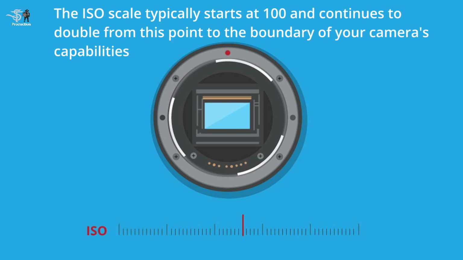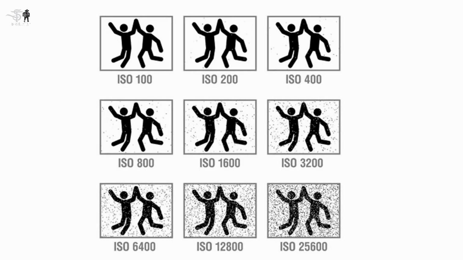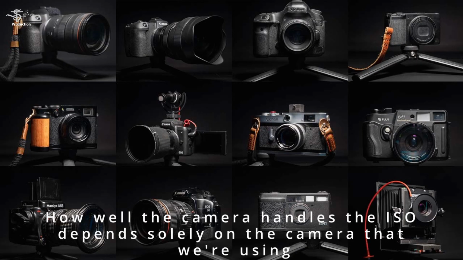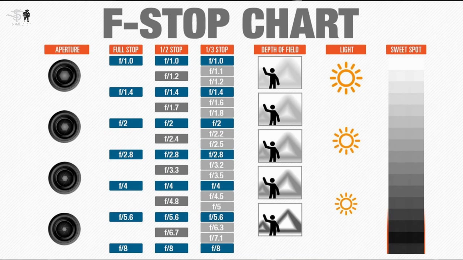The ISO determines the sensitivity in the camera, which in turn affects the exposure of the photos. The ISO scale typically starts at 100 and continues to double from this point to the boundary of your camera's capabilities, like 100, 200, 400, 800, 1600, 3200 and so on. The starting and the ending points of this range, and how well the camera handles the ISO, depend solely on the camera that we are using. Most modern cameras have many more points at which we can set the ISO. These fall in between the ones I have mentioned, in the same way we will find third stops in the aperture and shutter speed.